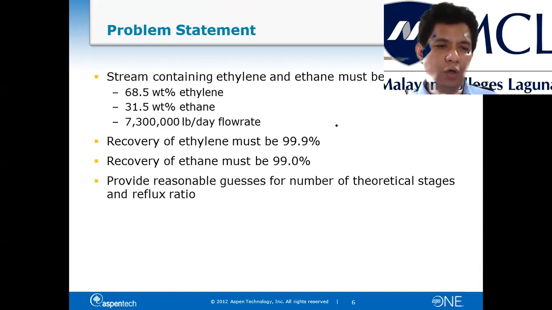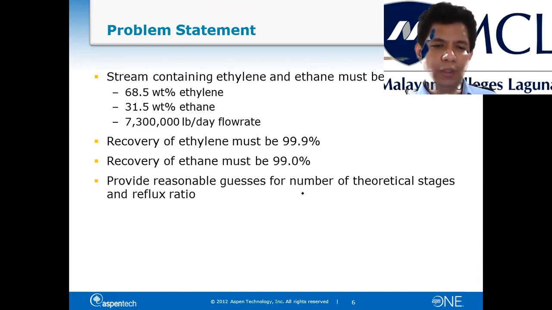So we want a recovery rate of ethylene of 99.9%, and a recovery rate of ethane of 99%. In the tutorial, it is specified that the concentration of the product, the distillate, is 99.98% ethylene, and the ethane at the bottom is 99.96%.